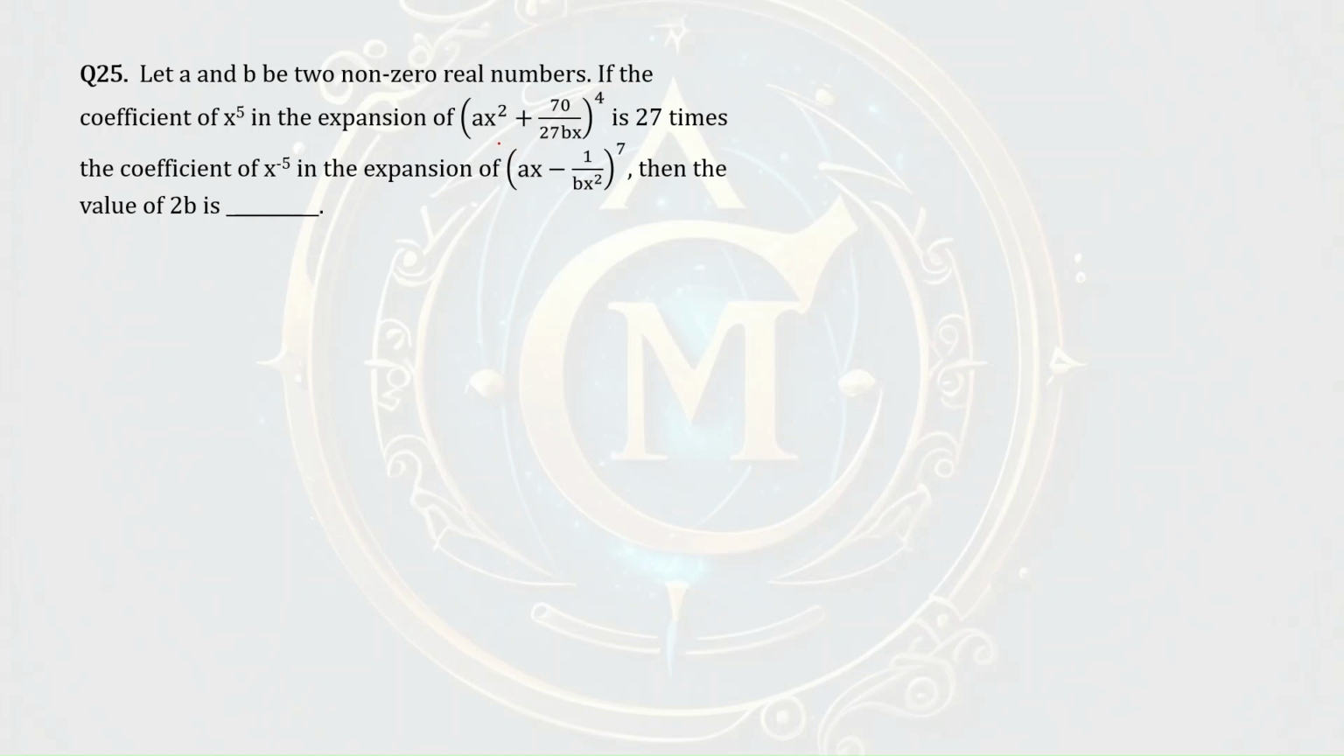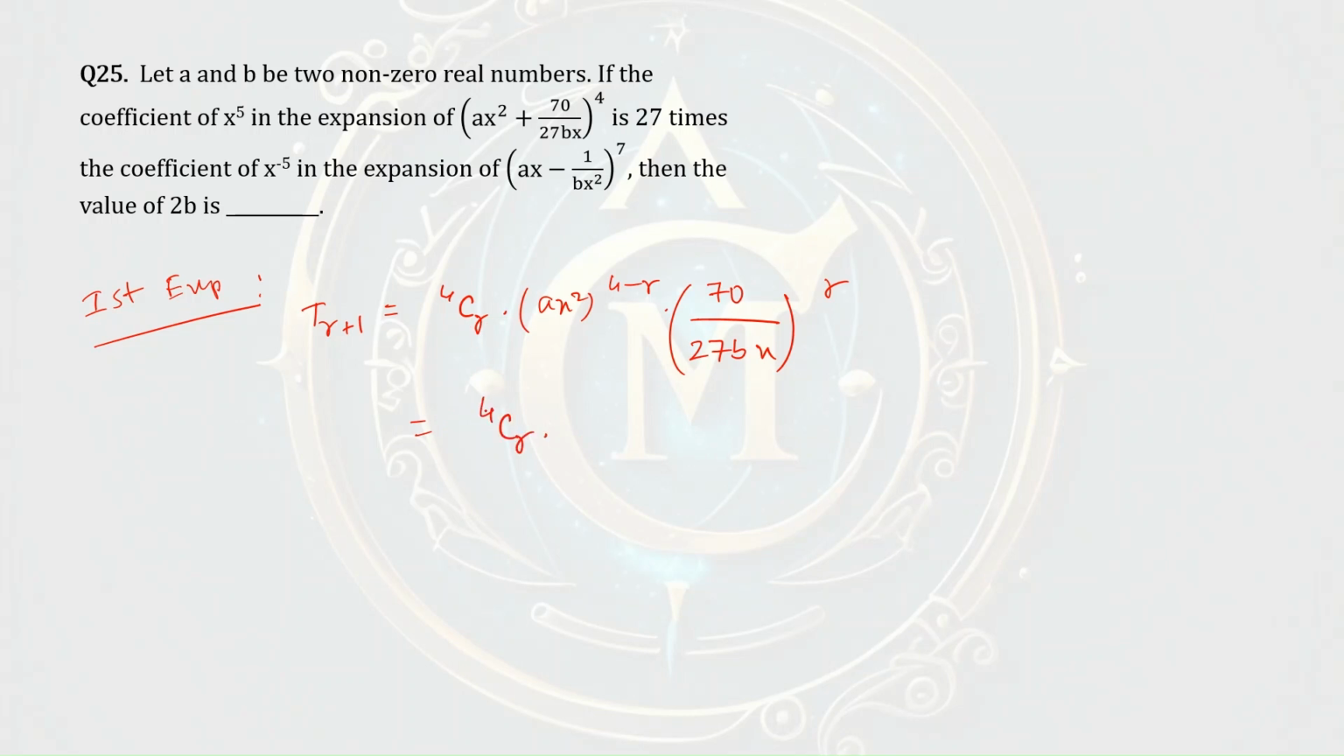So first we need to calculate the general terms of these two expansions. So for the first expansion, the general term will be like this: T(r+1) equal to 4Cr into (ax²) whole to the power 4 minus r times (70/27 bx) whole to the power r. So if we simplify it further, it becomes 4Cr a to the power 4 minus r into (70/(27b)) whole to the power r times x to the power 8 minus 2r, sorry, then minus r from here. So 8 minus 3r.